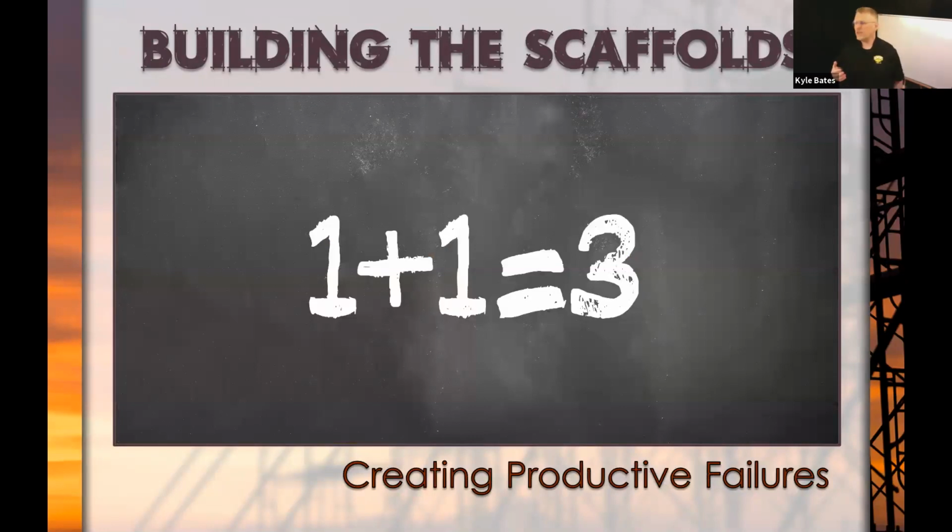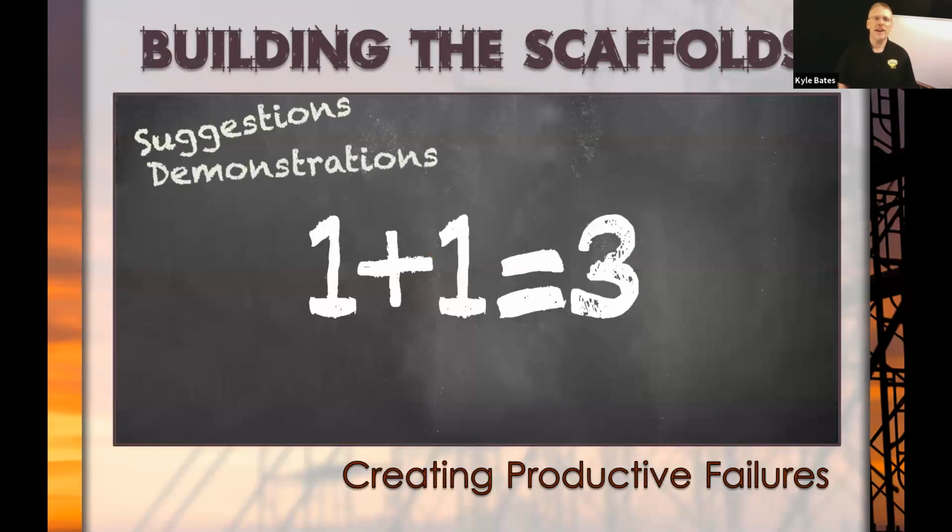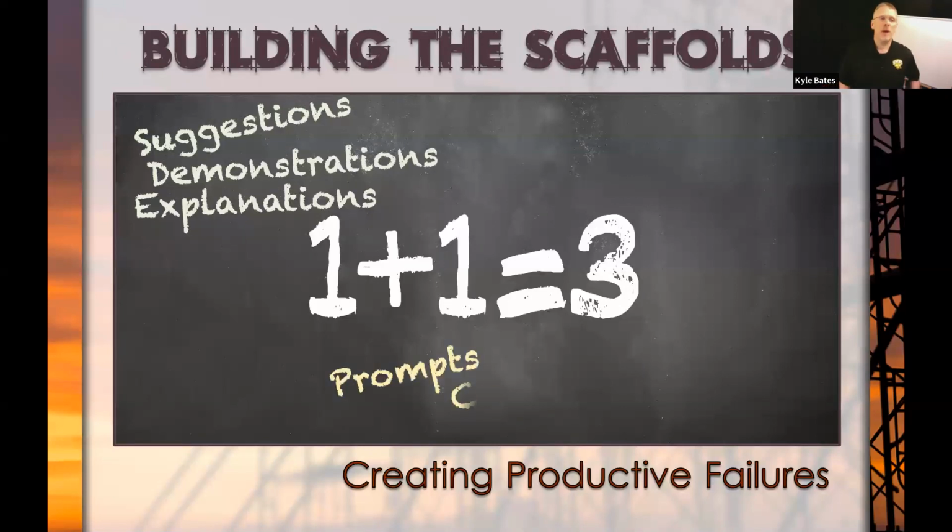One thing that we want to do, and we all do this because we're all a little bit evil on the inside, is to produce productive failures. So productive failure, this is really where the student-teacher interaction occurs. The student or the instructor may give a suggestion. They may demonstrate something. They may have to give an explanation, so why it didn't work or why it didn't function the way they wanted it to.